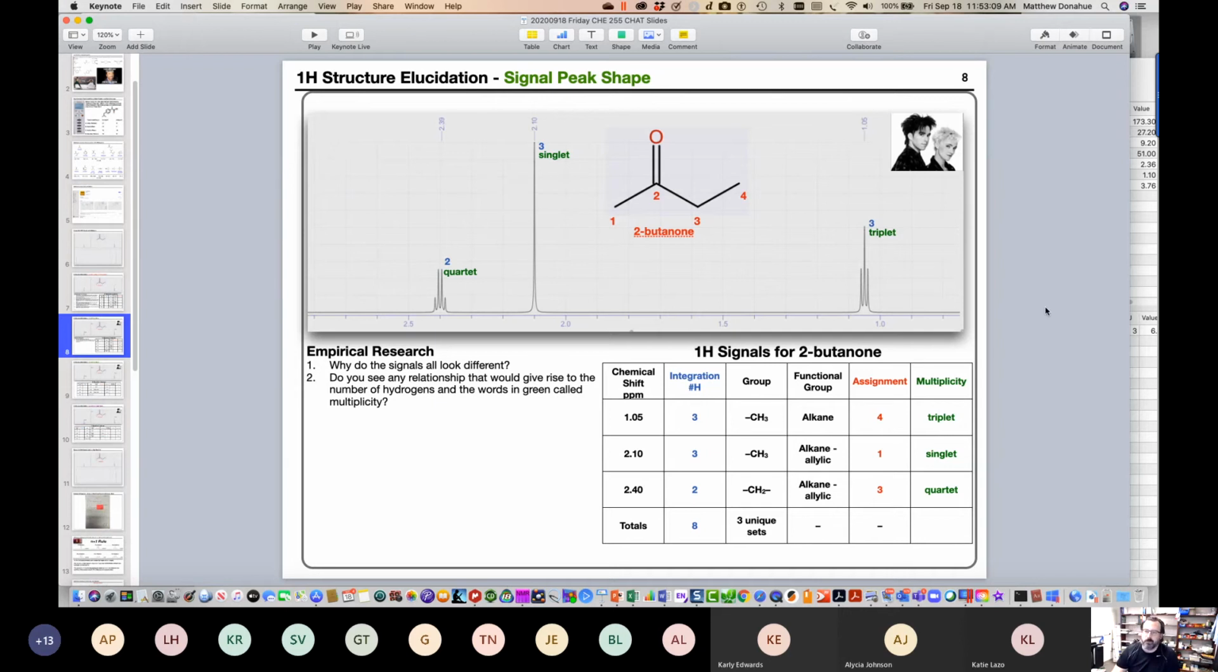So the band is called Roxette, and the song is She's Got the Look. So why do these peaks have the look? You know, why, if they're all associated with hydrogens, why do they look different?